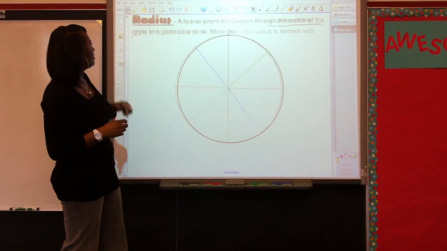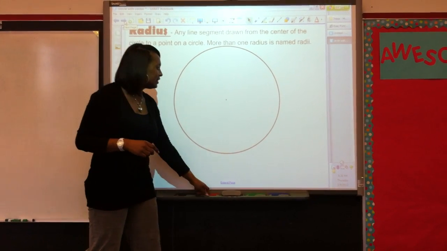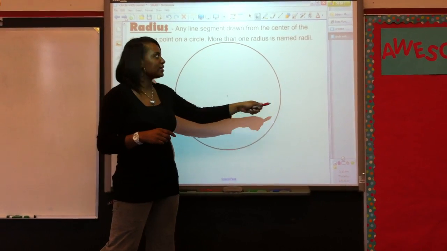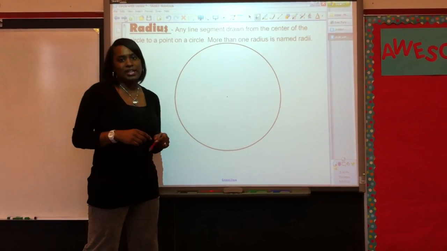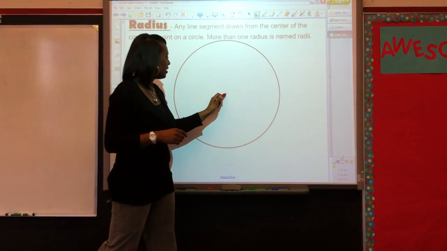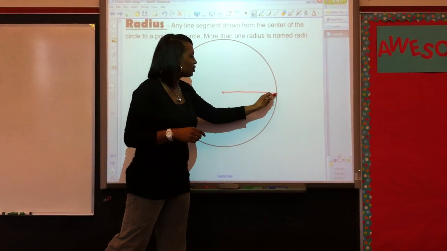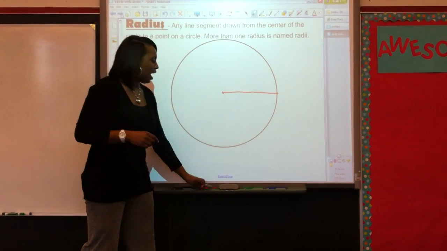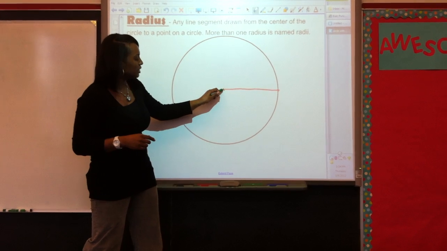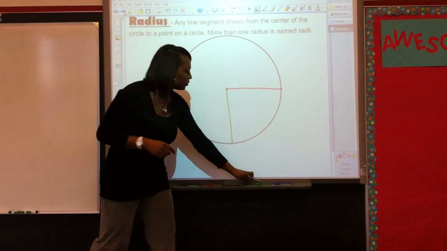The second term we talked about today is radius. Any line segment drawn from the center of the circle to a point on the circle is called a radius. More than one radius is known as radii. So for example, this line segment that comes from the center of the circle to a point on the circle is known as a radius. Another example of a radius would be a line segment that goes from the center of the circle to a point on the circle.